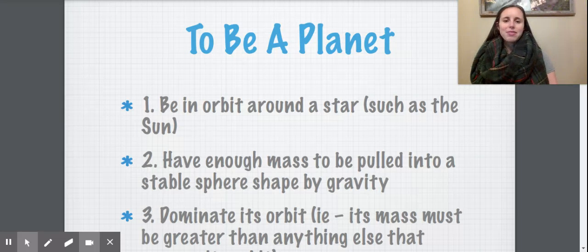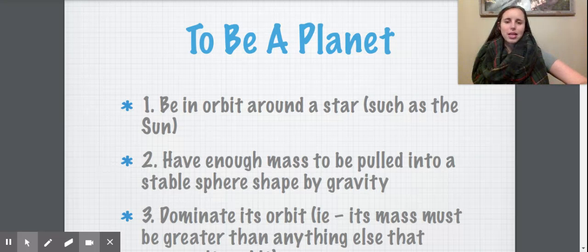A planet must have enough mass to be pulled into a stable sphere by gravity. So a planet has to be big enough that all of its gases and all of its atmosphere get pulled into a sphere because it has enough gravity. If you look at that picture I just showed you, all of them had a circular shape. All planets are sphere shaped.